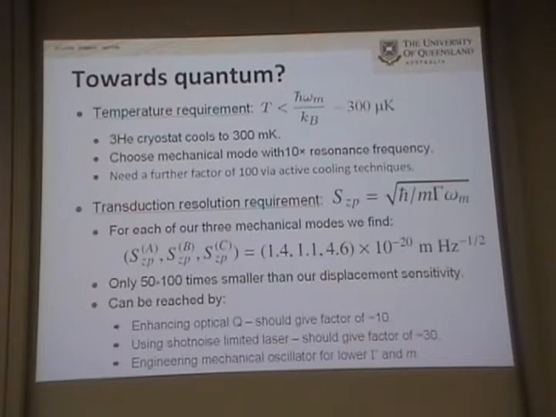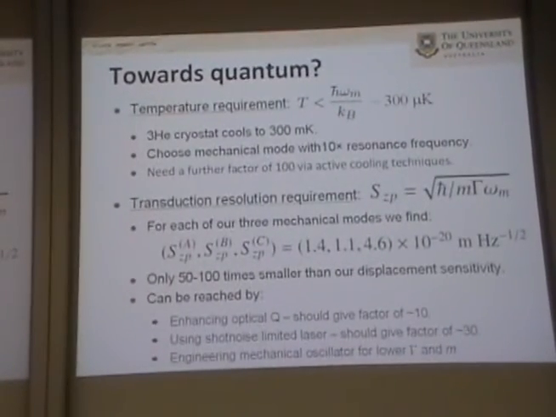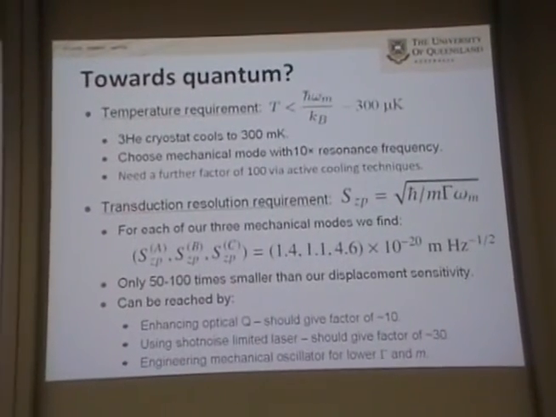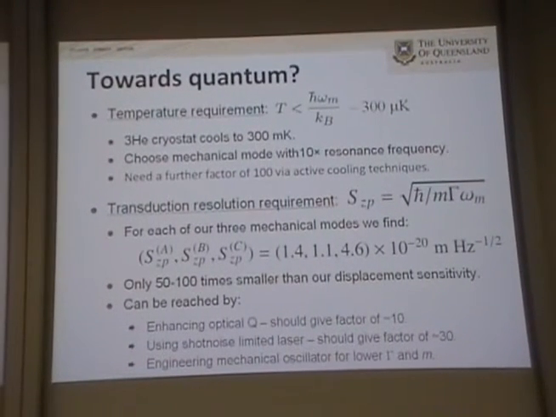So the big question is, how far are we from this quantum regime that we want to get to? The temperature requirement in our case, by plugging in the numbers, is that we need to get down to about 300 microkelvin. Our helium-3 cryostat gets us to 300 millikelvin, so we need another factor of 1,000. How can we get there? The first thing we can do is use a mechanical mode with a high resonance frequency. We can go up by a factor of about 10. That gets us to 3 millikelvin. And then we need another factor of 100 from these active cooling techniques. So I think we can do that.